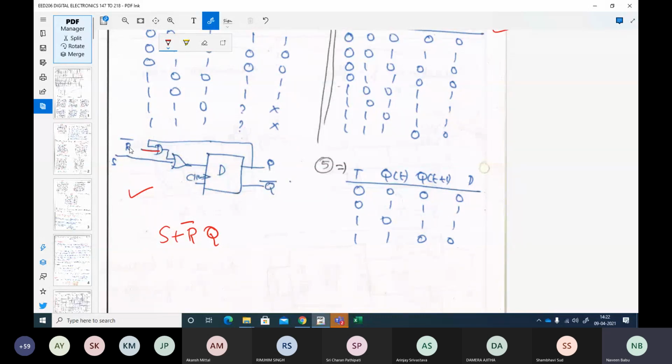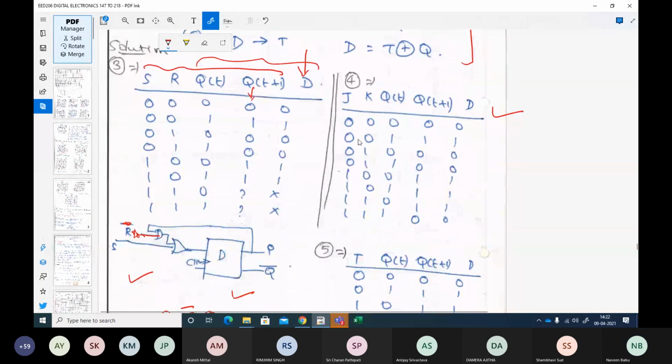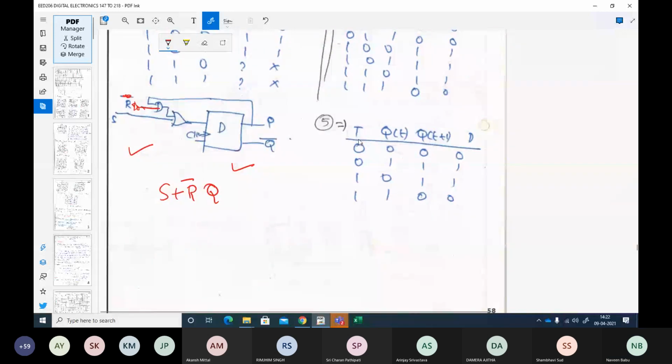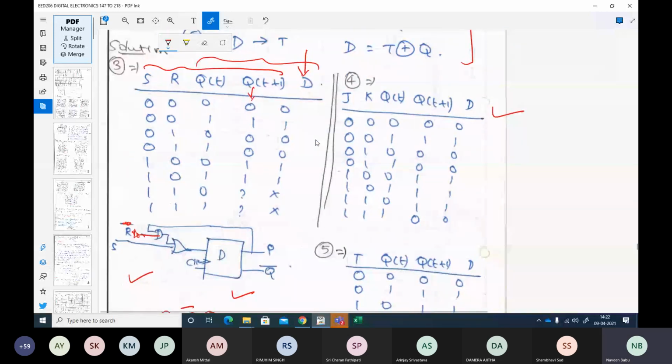If you don't want R bar, and you just want to have R, then you put a not here. Okay, so this will be R bar now. And then it is ORed with the S input and fed to D, and this converts a D flip-flop to an SR flip-flop. Any doubts here in conversions? Because next we are going to move on to the real applications of the JK flip-flops.